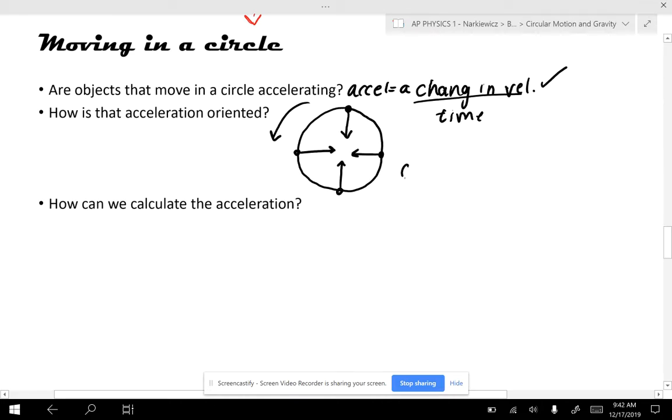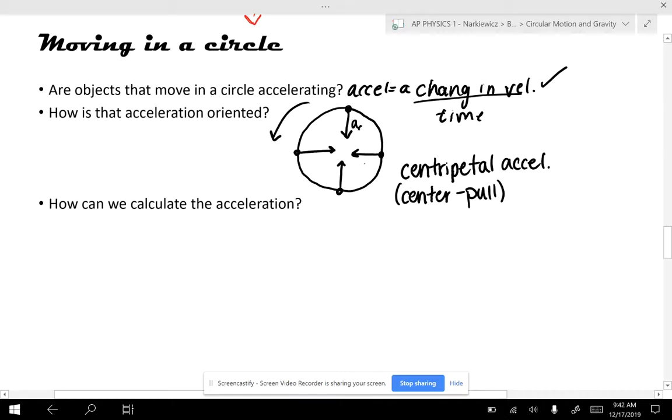Okay, and we give this acceleration a specific name. We call it centripetal acceleration. Okay, so I think that centripetal sounds like center pull. Okay, in Latin that actually means center seeking.